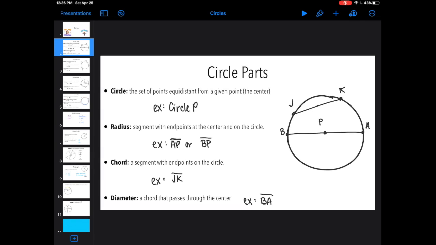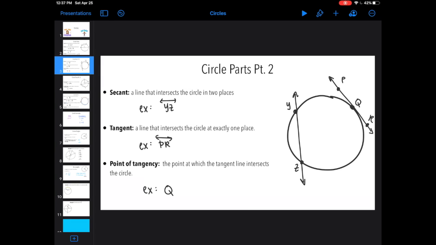A chord, that's going to be one of those new terms. A chord is going to be a segment with endpoints on the circle. Specifically, a chord typically does not fall through that center. If the chord fell through that center, we would give it a further classification of diameter. So if it does not go through the center, we call it a chord. If it does, it will be your diameter. So for example, our example for a chord is JK, and our diameter is BA. Is BA a chord? Well, yeah, but because we want to make it a little bit more specific, because it goes through the center, we call it a diameter. All right, not too shabby.